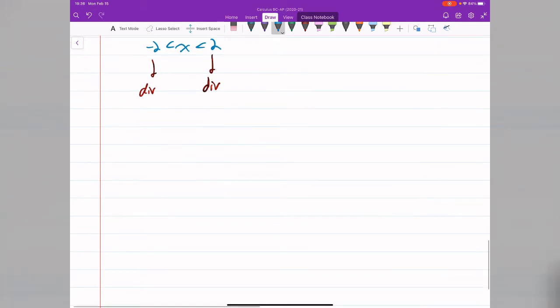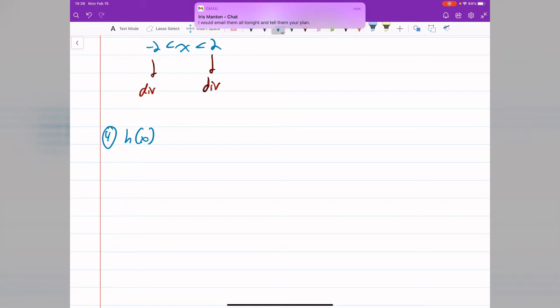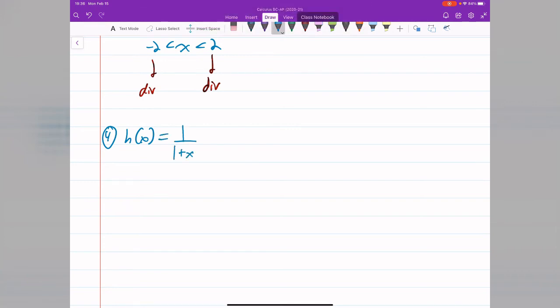Okay, next example, number 4. We're looking at a function that is going to be a slight variation of this 1 over 1 plus x. Now, many of you have experience with knowing that 1 over 1 plus x can be rewritten as 1 over 1 minus a negative x. This now will make it fully match the form.